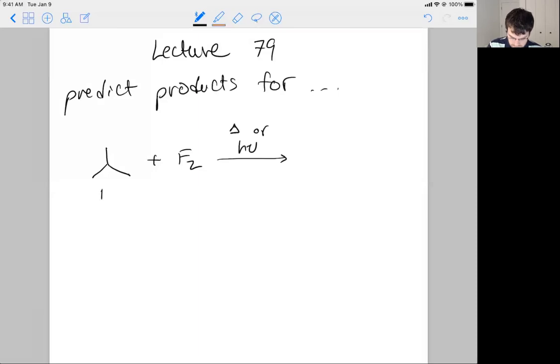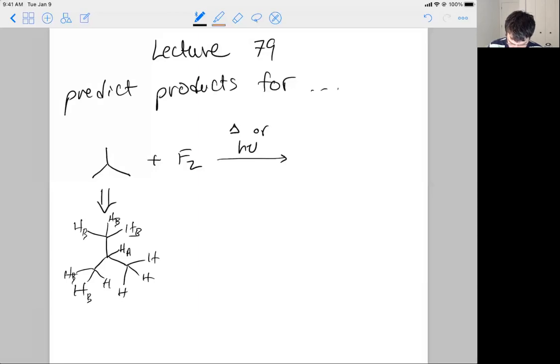Well, if we assess the starting material just a tad, we could see that we've got an HA in the middle and then actually 9 HBs circling around the outside. You could flip the A and the B, certainly, whatever is easiest for you. So we could have B, B, B, B, B, B, B, B, B. Okay, 9 HBs, 1 HA.